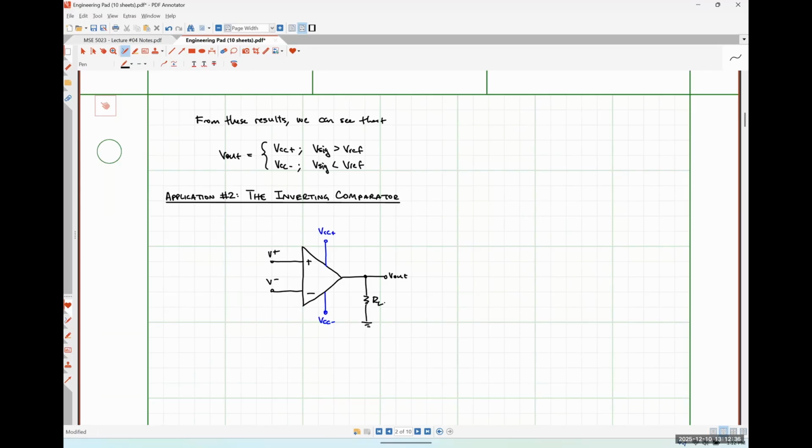So the only difference between the inverting comparator and the non-inverting comparator is I'm just going to swap the terminals where I apply my input signal and my reference voltage. Before we had our reference voltage on the V minus pin, so now I'm just going to put it on the V plus pin.